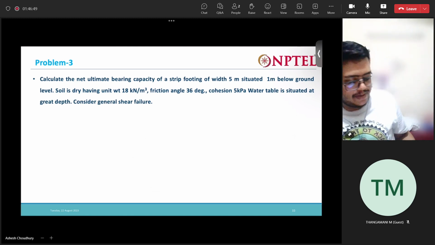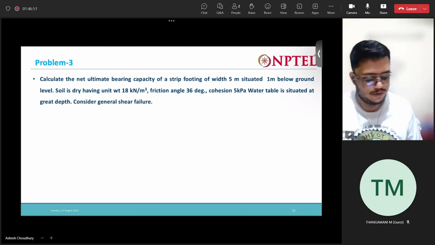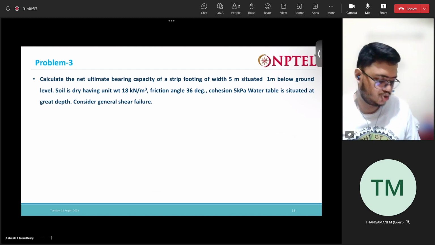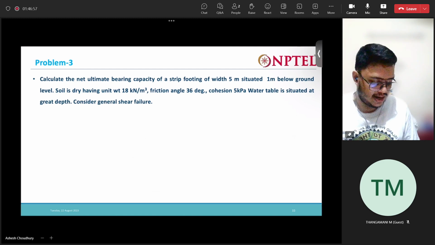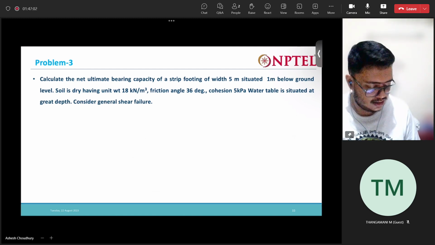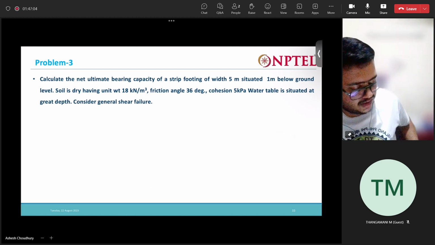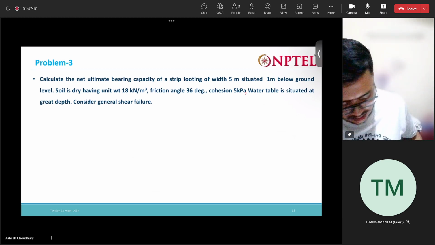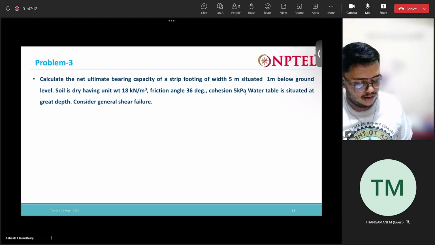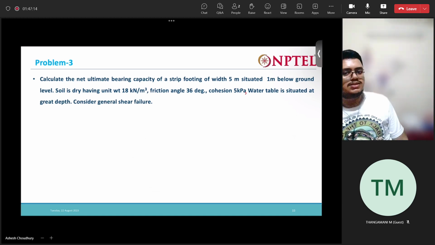Calculate the net ultimate bearing capacity of a strip footing of width 5 meters situated 1 meter below the ground level. Soil is dry, having unit weight 18 Newton per meter cube, friction angle 36 degree, cohesion is 5 kPa, and water table is situated at a great depth. Consider general shear failure. Alright, so friction angle is around 36 degrees, so we can consider general shear failure.